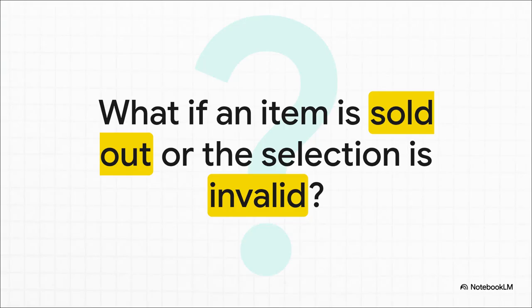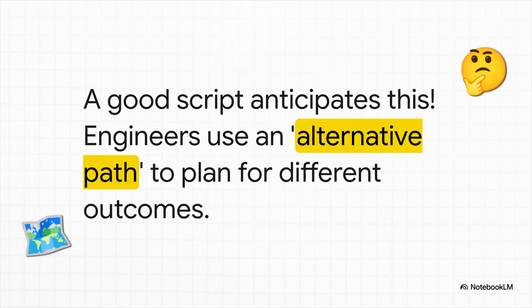So let's think about a super common problem. You put your money in, you press B4 for your favorite chips, but the machine's empty. We've all been there, right? A poorly designed machine might just eat your money or freeze up. So frustrating. But a good script, a well-designed system, already anticipates this. Engineers build a plan for different outcomes right into the diagram from the very beginning. It's called an alternative path.